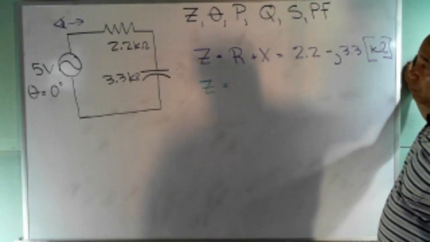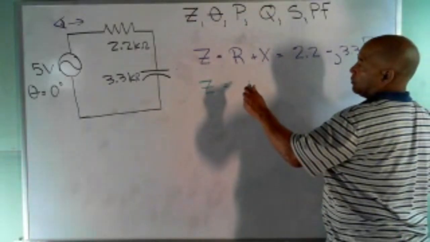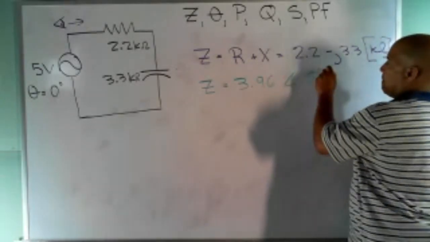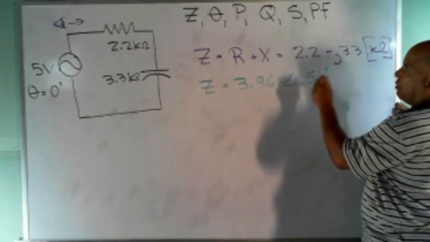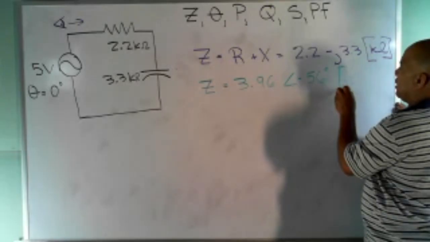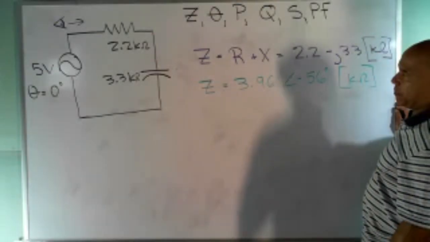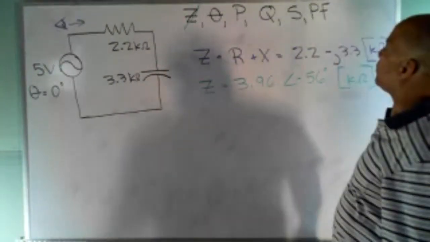Are we waiting for a polar form? Yep. You got it? I got 3.96 at a phase angle of 56 degrees. That should be a negative 56, right? Yes. Okay. And then this would be kilo ohms. All right. So if we go with that for our impedance, let's see what else we can find.